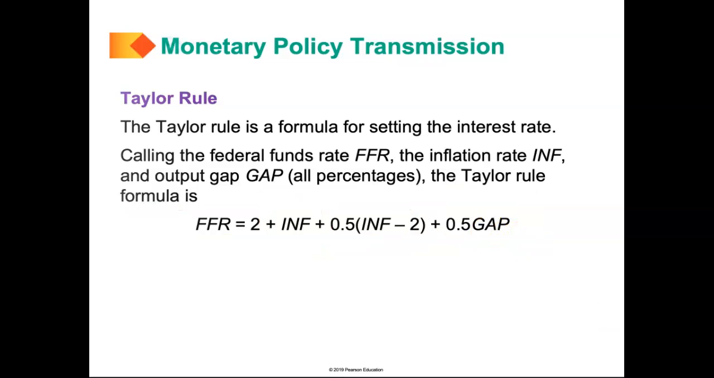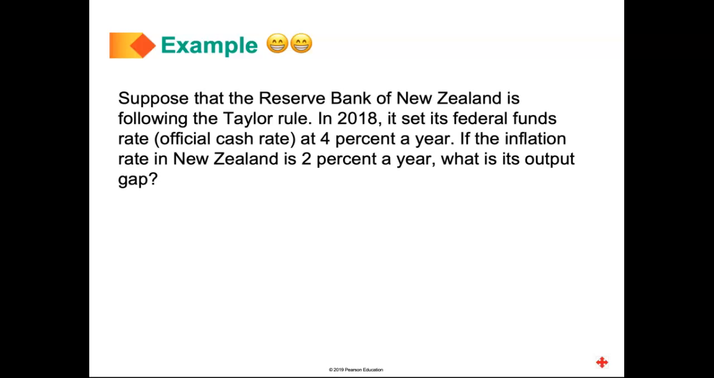Now, let's look at an example. Suppose the Reserve Bank of New Zealand is basically using the Taylor rule. In 2018, it set its federal funds rate, which the Bank of New Zealand calls the official cash rate, at 4% a year. If the inflation rate in New Zealand is 2% a year, what is the output gap?